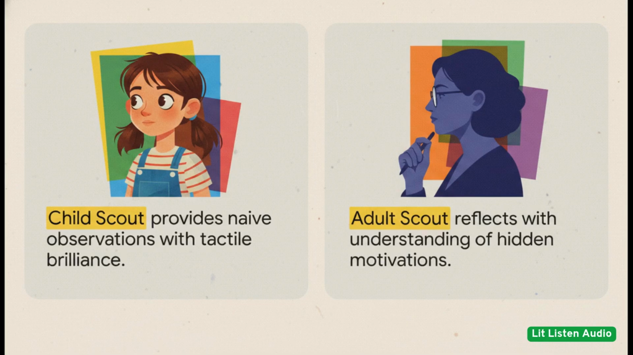But, and here's the kicker, layered right over that is the adult Scout. She's looking back, blending a kid's simplicity with a grown woman's grasp of all those complicated, hidden societal motivations and unquestioned Southern traditions. This flashback technique is delightfully deceptive. It literally forces you to constantly read between the lines of what the kid actually comprehends.